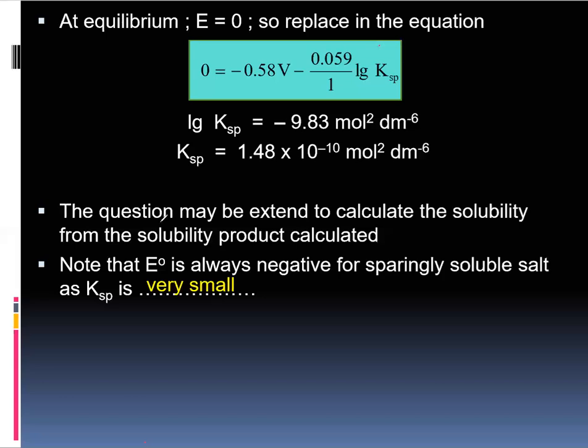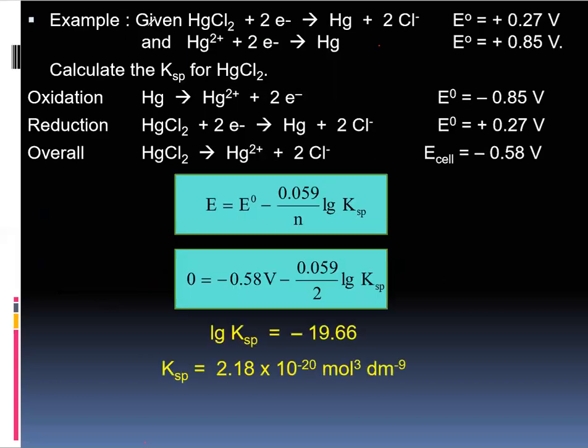Now, the question may be extended to calculate the solubility from the solubility product calculated. So note that E naught is always negative for a sparingly soluble salt as KSP is very small. So for a sparingly soluble salt, E naught will be a negative value. So let's see a practical example.